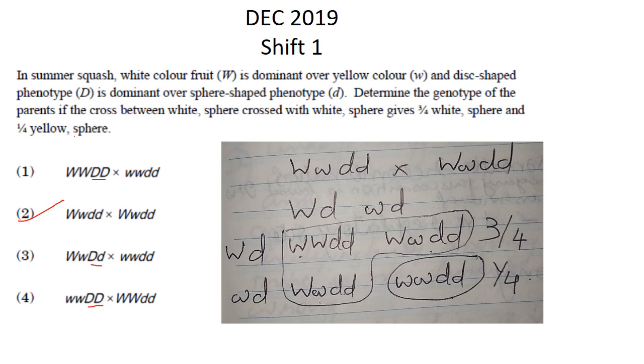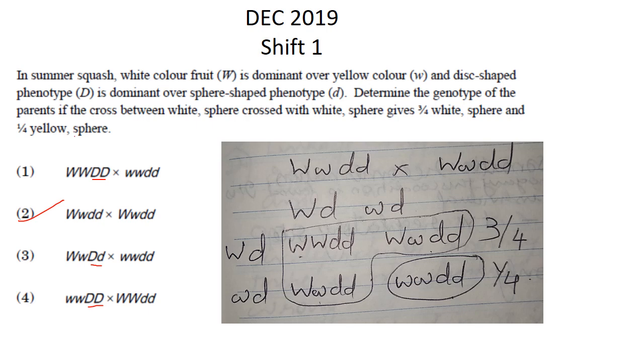So they have already told that white sphere is crossed with white sphere. Sphere is naturally a recessive character and white is a dominant character. So the parents will be capital W, and small d will be present in the recessive condition because it is sphere, which is a recessive character. So the answer here will be option 2, that is capital W small d into capital W small d.